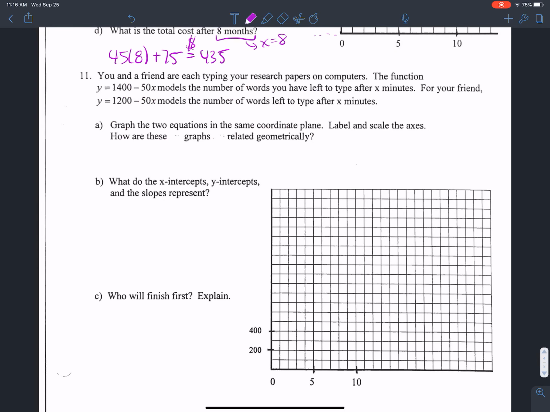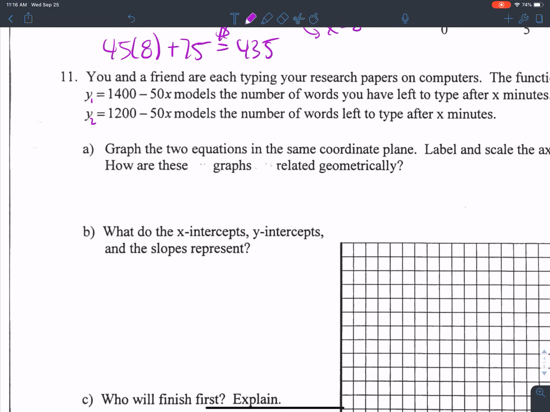So last one here, you and a friend are each typing your own research papers on computers. The first function, which I might put a little 1 there, like y1, models the number of words you have left to type after x minutes. And your friend has a different equation because they're typing a little bit differently. Graph the two equations in the same coordinate plane. How are they related geometrically? Well, the first thing I noticed right away is they have the same slope. So I should assume that they should be parallel. And we'll see that in just a moment.